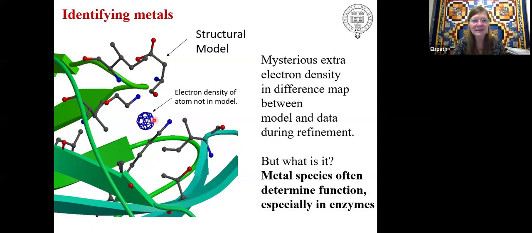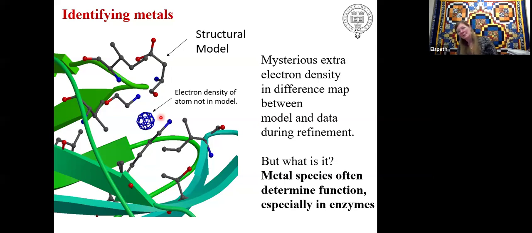And in order to satisfy my refinement protocol, I'll put a metal in there and just up its atomic number until this difference density disappears. But that could be wrong because it might be a partially occupied metal site. So it would disappear when I have a metal that's smaller than it really should be. And this has happened over and over again, and people have said, oh, yeah, well, I think it's zinc, so let's put zinc in.